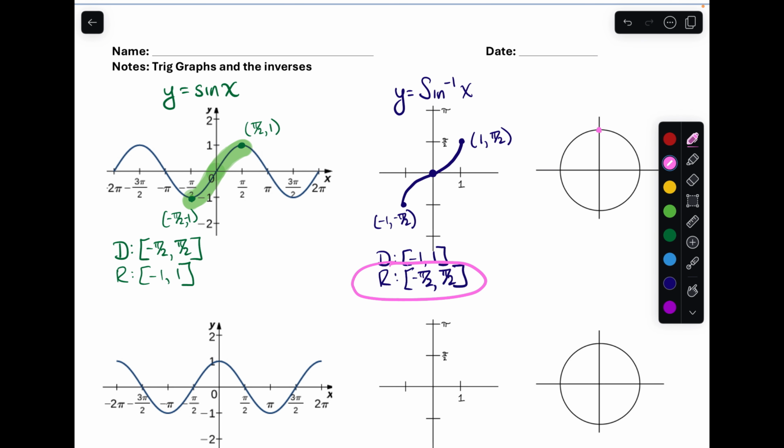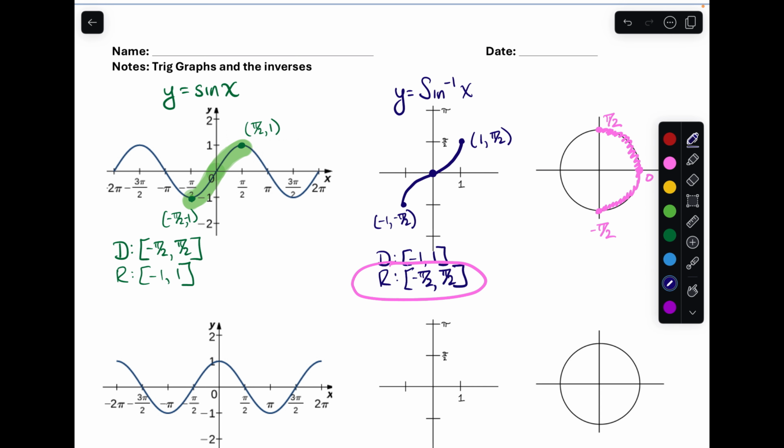We know pi over 2 is up here. We know negative pi over 2 is down here. We obviously know 0 is over here. So for the inverse, I'm only looking at the values between negative pi over 2 to pi over 2, which means I'm going to limit myself to looking at that part of the unit circle. And so here's how an inverse works in terms of trig functions.